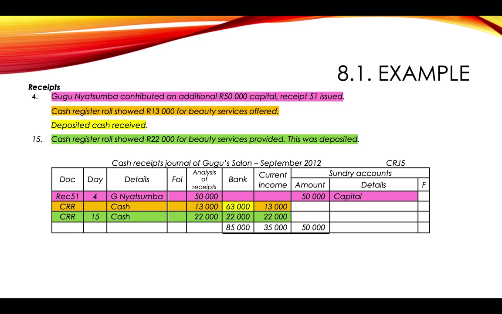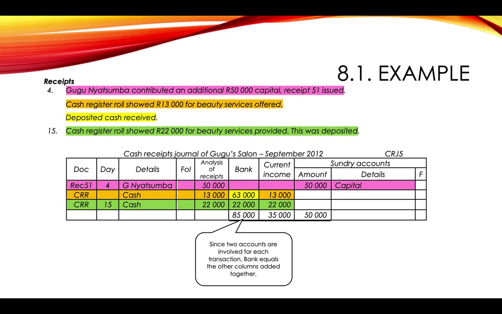On the 15th, we have an entry showing the cash register roll showed 22,000 for beauty services, and this was deposited. So in this case, it's very simple. It looks exactly the same as the CRR entry on the 4th, but this time it's on the 15th. We put our 22,000 in analysis, and we put it in current income. Those are my two entries for my double entry system. And then at the end of the day, I will underline the 22,000 and pop it into bank because I would have made that deposit.